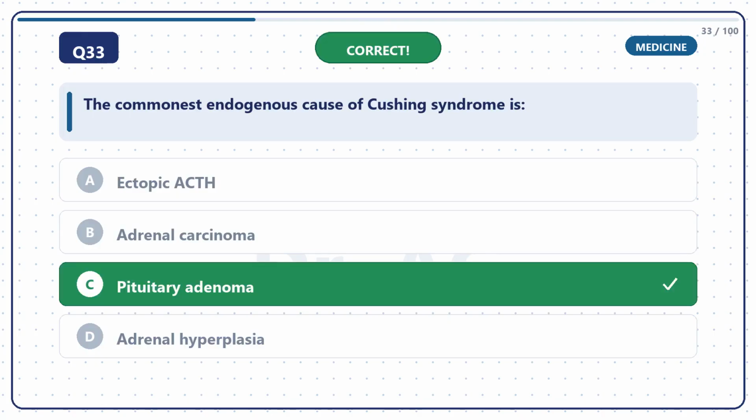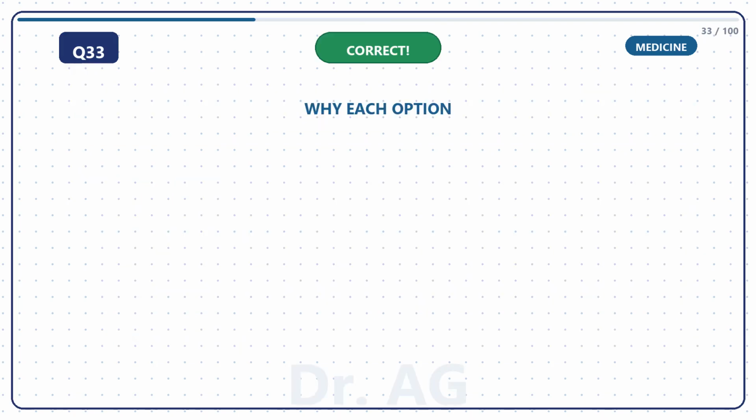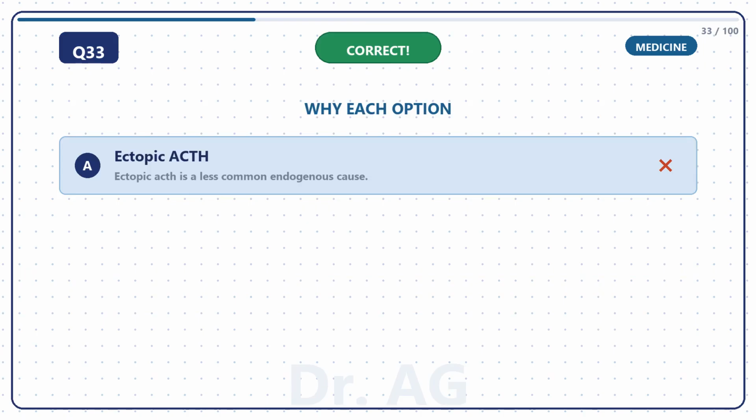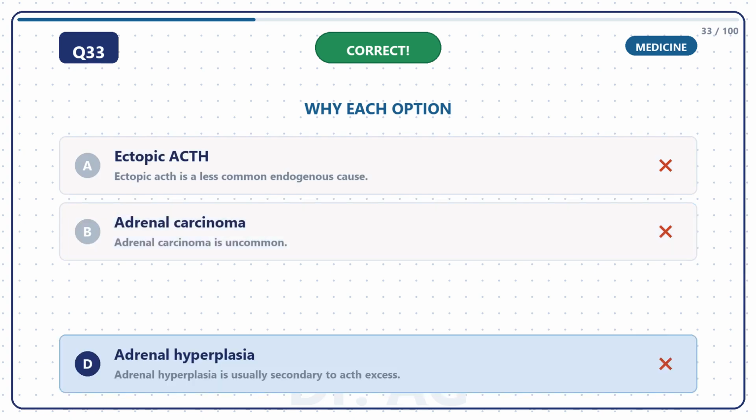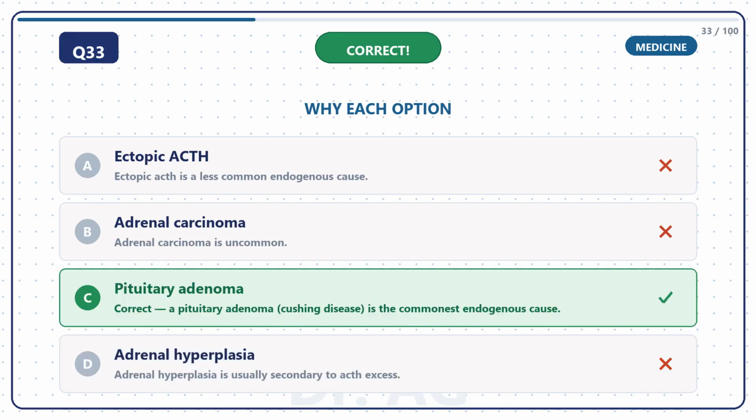The correct answer is option C. Pituitary adenoma. Let's go through the options. Ectopic ACTH. Ectopic ACTH is a less common endogenous cause. Adrenal carcinoma. Adrenal carcinoma is uncommon. Adrenal hyperplasia. Adrenal hyperplasia is usually secondary to ACTH excess. And the correct answer is pituitary adenoma. Correct. A pituitary adenoma, Cushing disease, is the commonest endogenous cause. So, the right answer is option C.